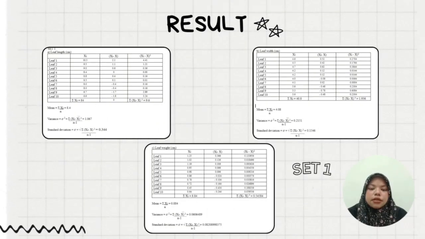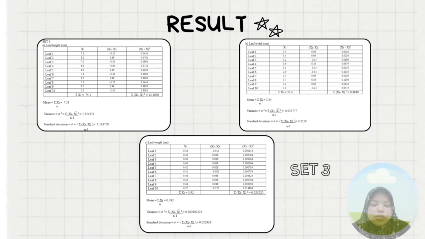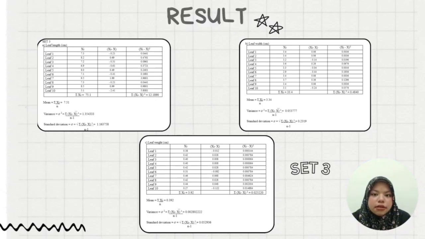So this is the result of set 1. This is the result for set 2. This is the result for set 3.